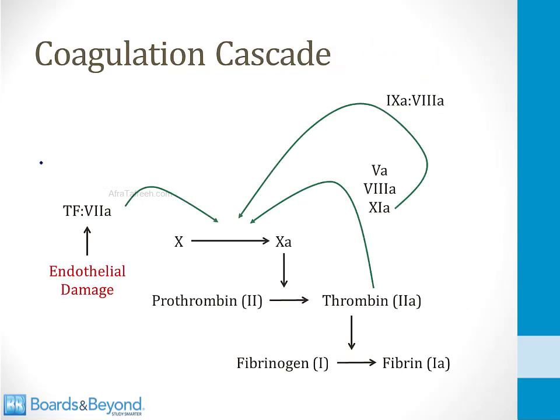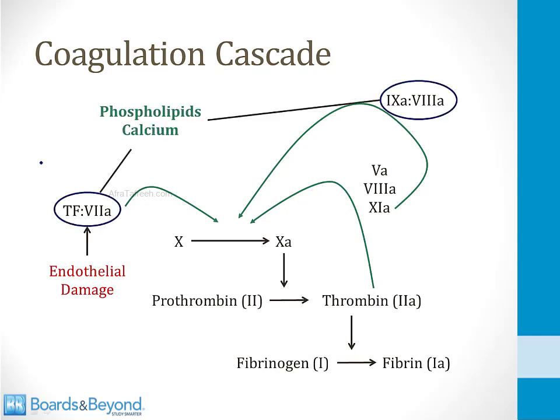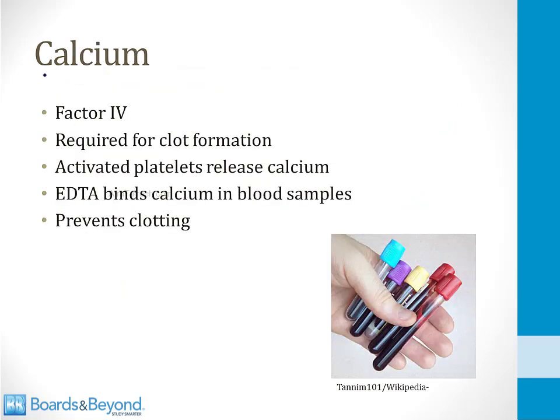If we go back to our diagram of the coagulation cascade, these are the two multi-component complexes. One includes tissue factor and factor 7A. It will convert 10 to 10A. The other one involves factor 9A and factor 8A. It will also convert 10 to 10A. Both of these two work as a package of an enzyme and a cofactor, along with phospholipids and calcium. That's a nice segue into a discussion of calcium.